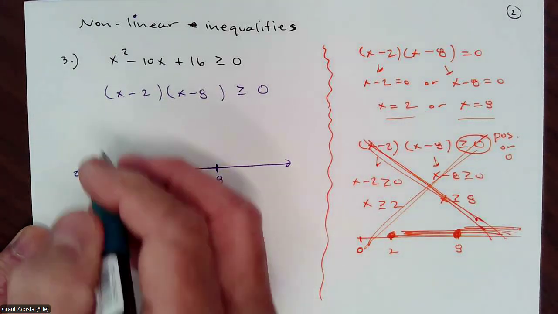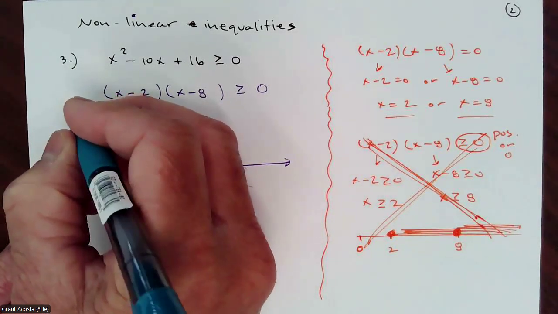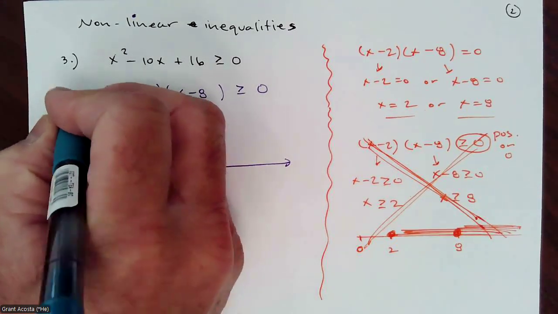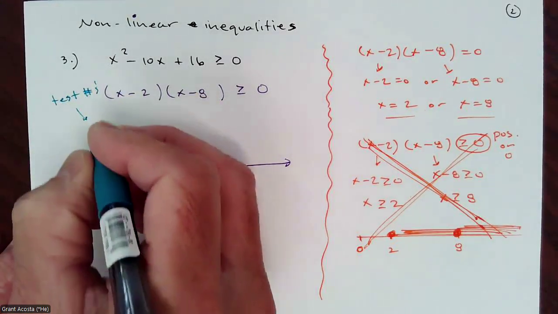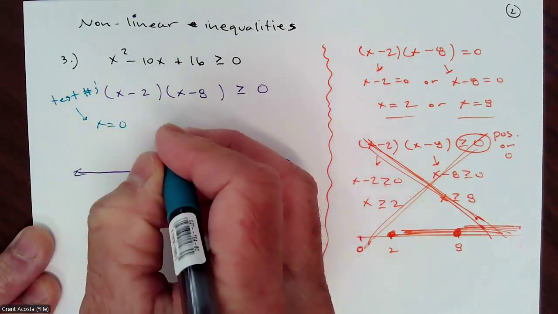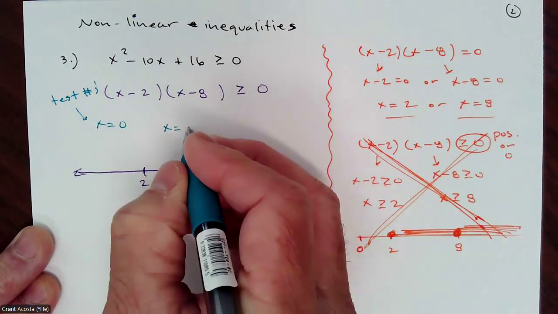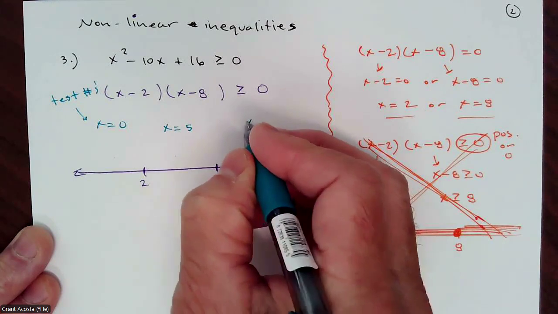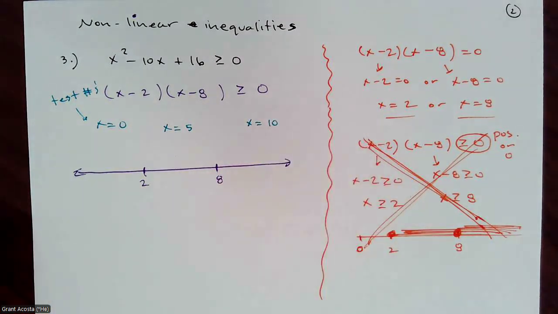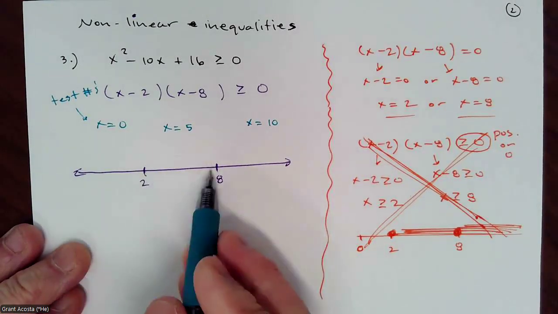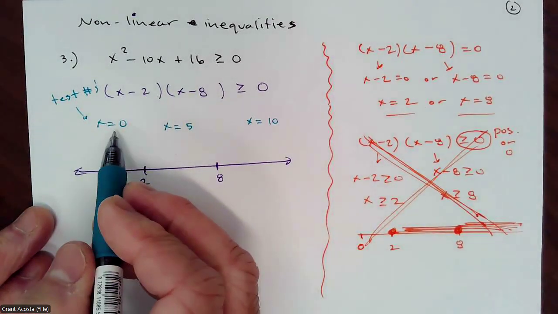We're going to pick a number smaller than 2, so maybe we try 0, a number between 2 and 8, maybe 5, and something bigger than 8, maybe 10. You don't have to use these particular numbers, right? It just has to be within the intervals. And these are test numbers.